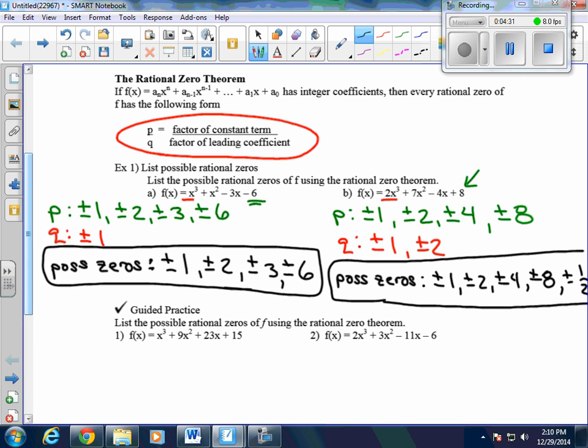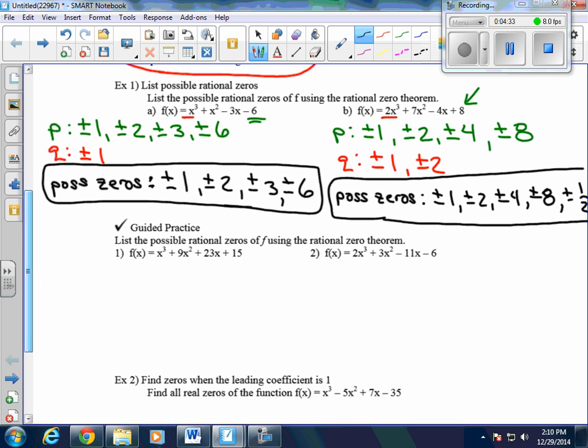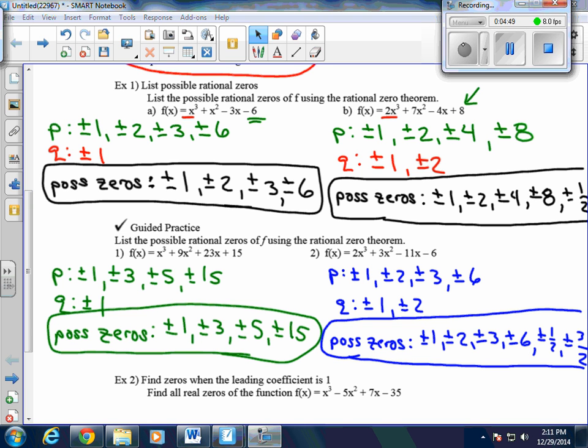Right. So what I would like you to do is do the guided practice questions 1 and 2 using the same method that we just used there. Find your p's, find your q's, and then list the possible zeros. So go ahead and hit pause until you are ready. And here are the answers to the possible rational zeros for guided practice questions 1 and 2.